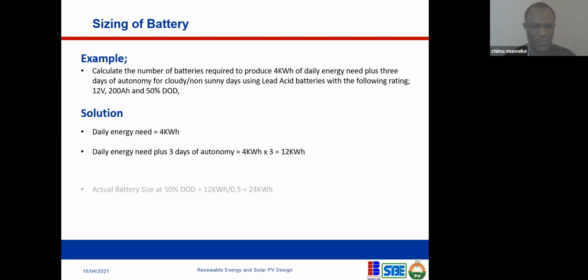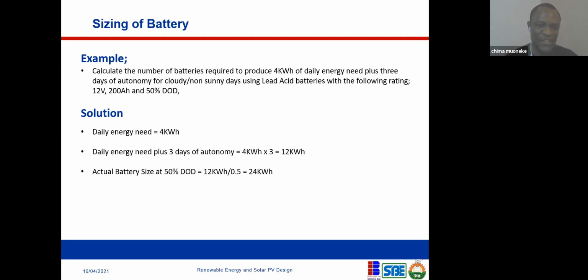there is no sun. So now the actual battery size at 50% depth of discharge, remember, I shared the formula for how to calculate the battery size given a certain depth of discharge. So we are now going to divide this 12 kilowatt hour by 50%, which is 0.5. When we do that division, we are going to have 24 kilowatt hour. So our battery size has to be 24 kilowatt hour, so that at 50% depth of discharge, this 24 kilowatt hour can give us 12 kilowatt hour, which is what we need for 3 days.